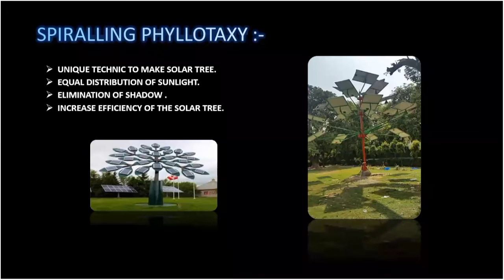This is the slide which shows the process to build a solar tree. It is spiraling phyllotaxy. It is the unique technique used so as to make sure that every cell gets an equal amount of solar energy. It is basically the technique used in designing of solar trees. It provides a way to help the lower panels avoid the shadow of the upper ones so that it can track maximum power from the sun. This has been mainly implemented so as to increase the efficiency of the plant.